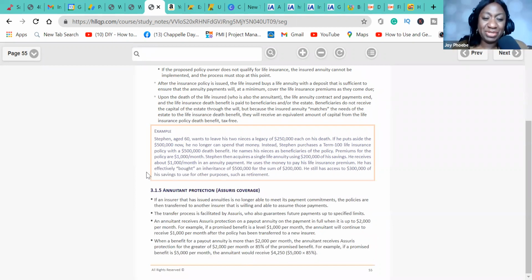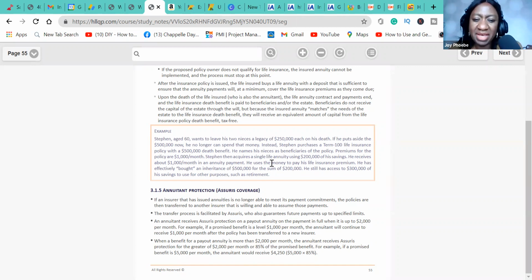Let's look at this example together. Stephen, age 60, wants to leave his two nieces a legacy of 250,000 each upon his death. He puts aside 500,000 now. He no longer can spend that money. Stephen purchases a term 100 life insurance policy with a 500,000 death benefit, with his nieces as the beneficiaries. Premiums for the policy are 1,000 per month.